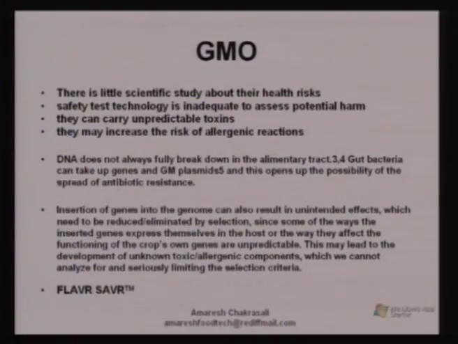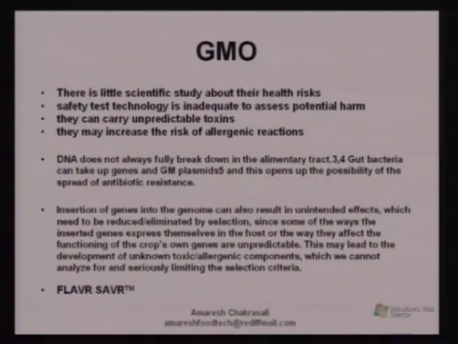Since the inserted genes express themselves in a host of ways, they can affect the crop's own genes, and this is unpredictable. What happens is that we have some expectations and then we inject this gene. If it has some unpredictable manifestation, certain things which are not directly known to us and not easily traceable, then problems can occur. Then genetically modified foods can become a food safety concern.